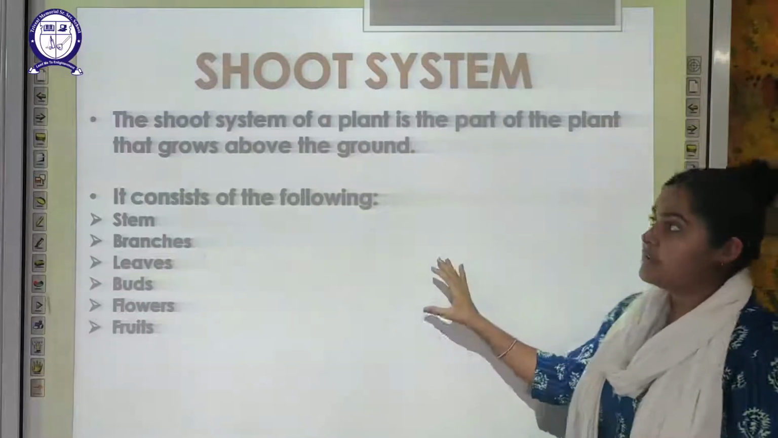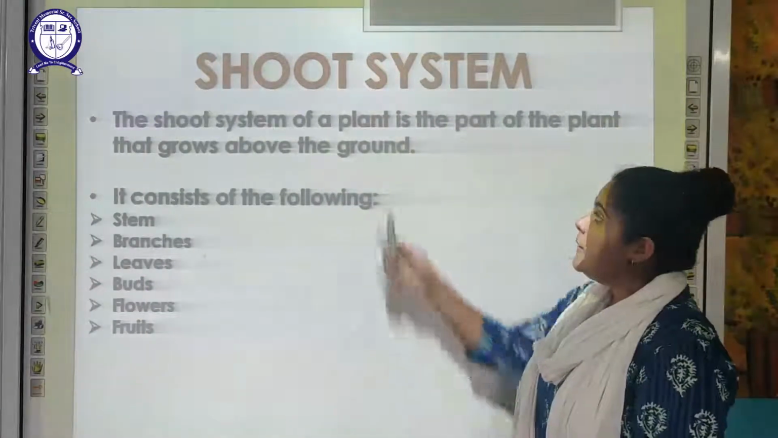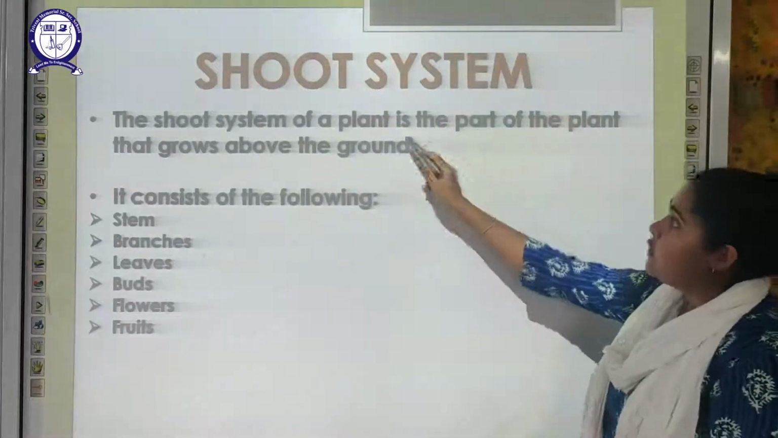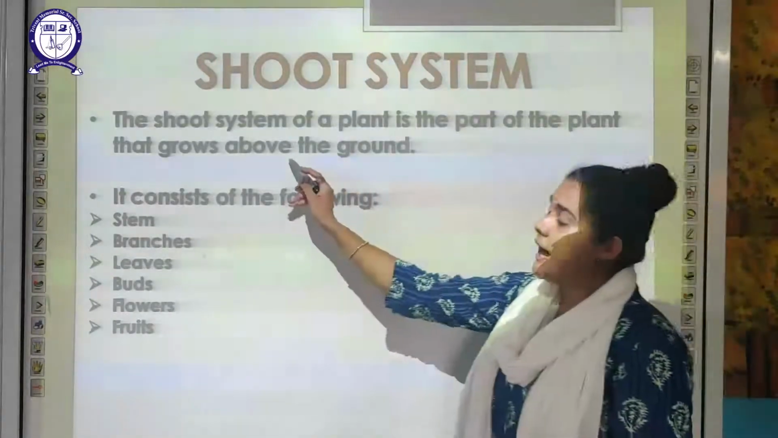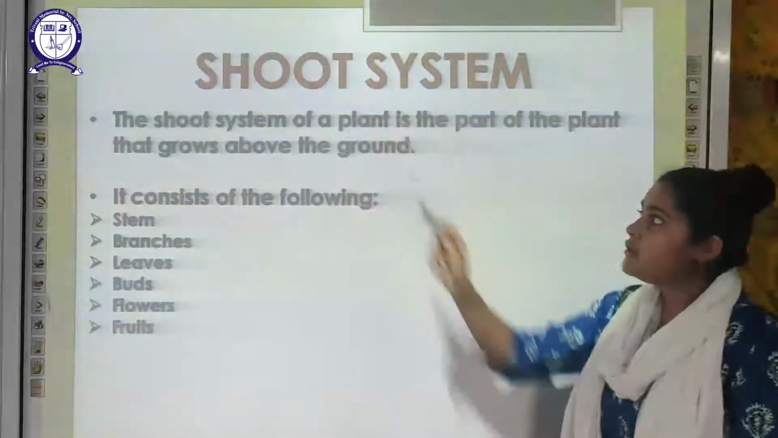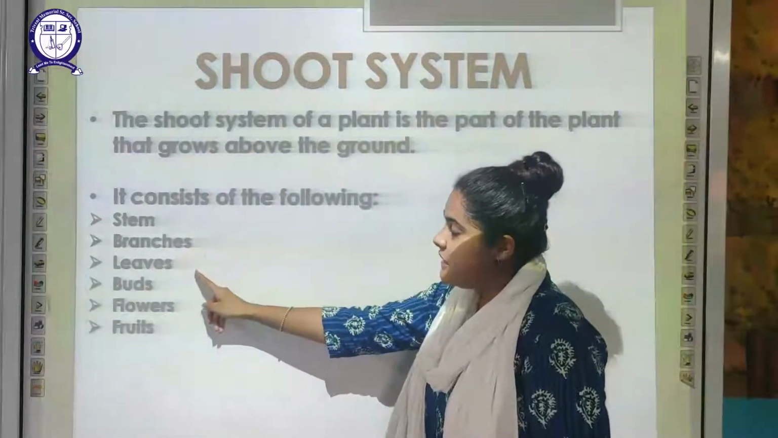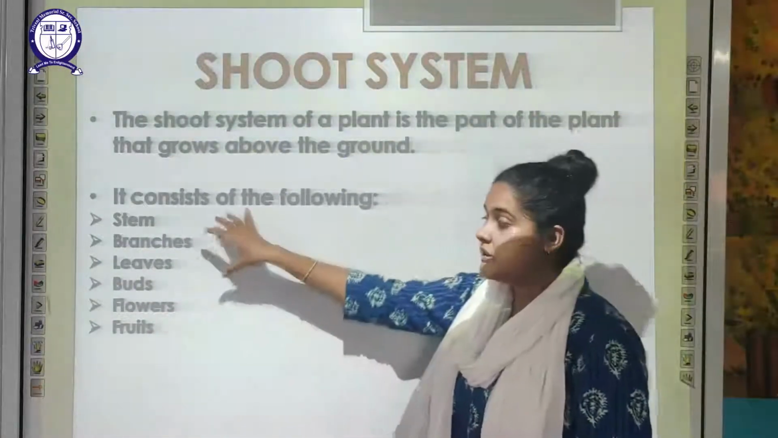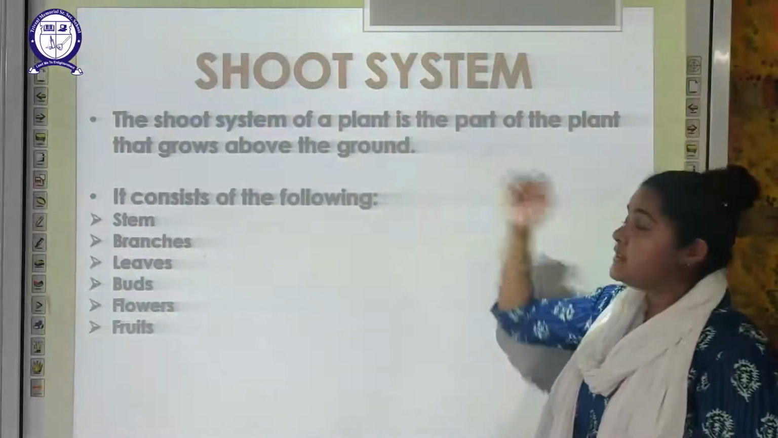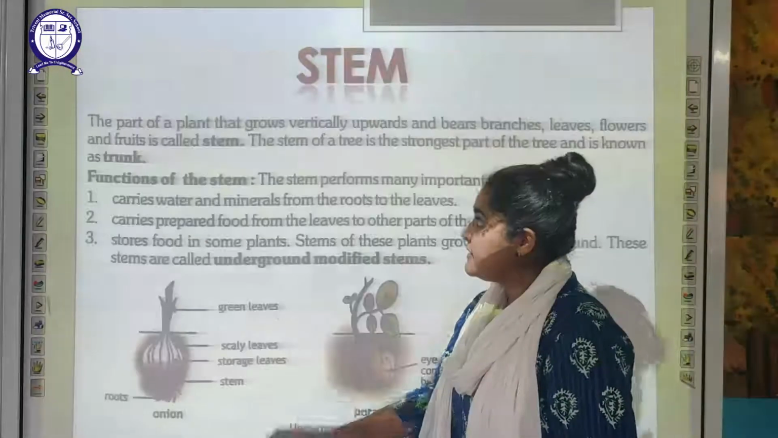Next is your shoot system. So what is a shoot system? The parts of the plant which grow above the ground make up the shoot system. What are the various parts there? The stem, branches, leaves, bud, flower and fruit. These are the various parts considered in the shoot system. Let us discuss them one by one.